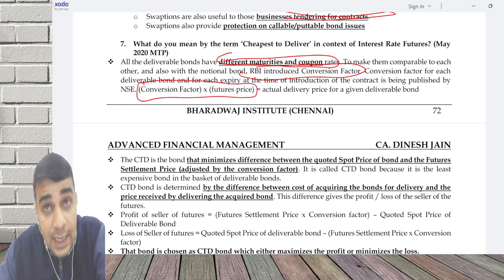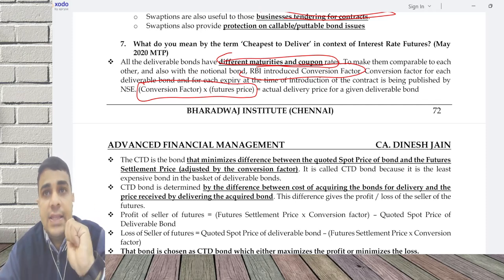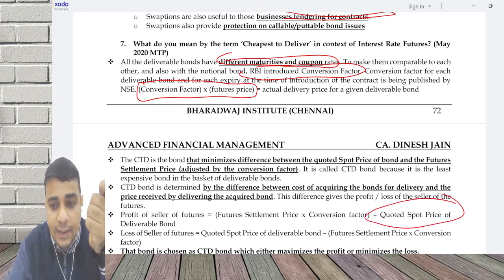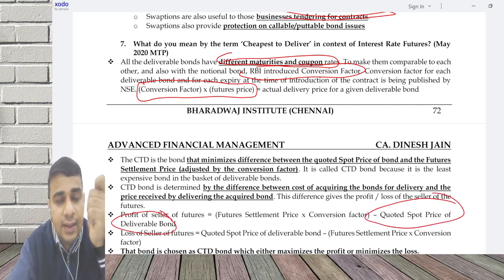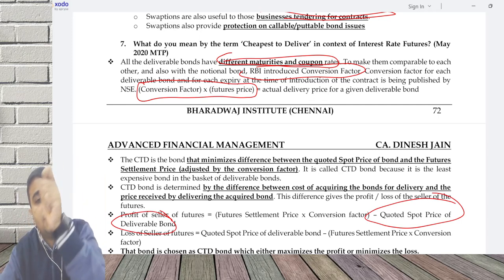If you are a seller of the future, you will give the bond and get this. How will you give the bond? Buy it in the market, give it to the other person, and get conversion factor into futures price.